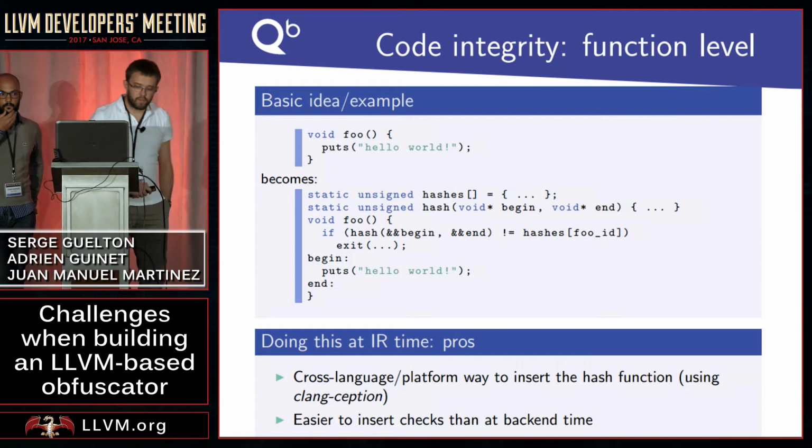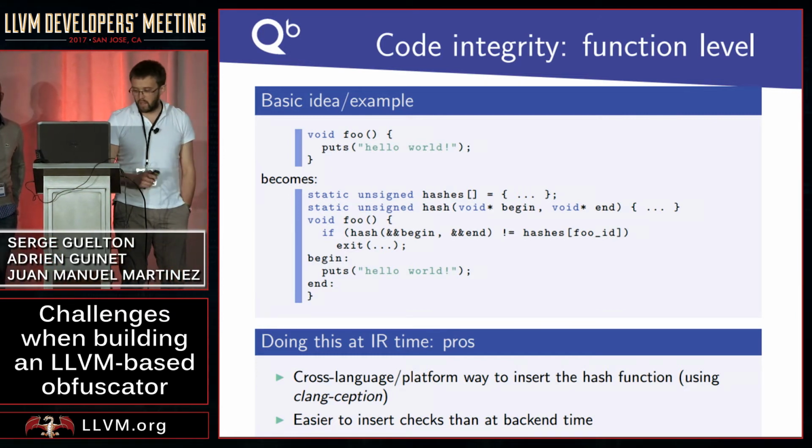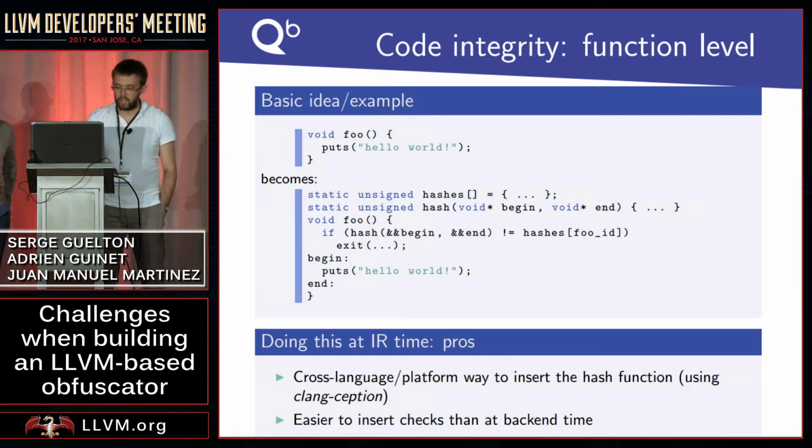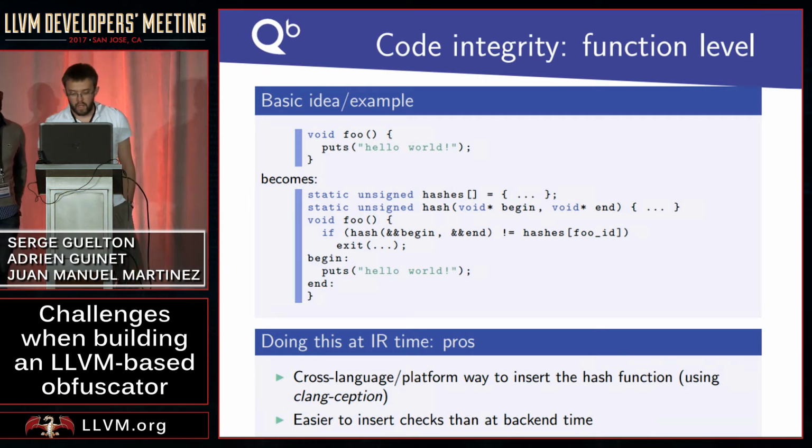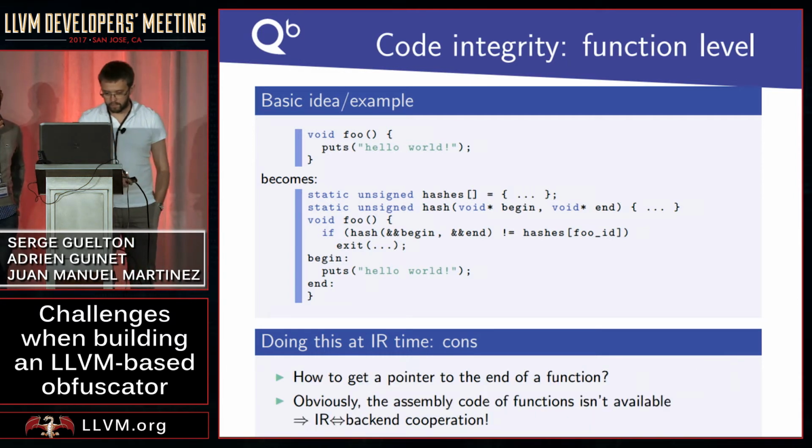And we kind of want to do this at IR time. Why? Because it will make this a cross-language, cross-platform check. We can use what Juan explained to insert the hash function and to obfuscate it like with the user code. And it's kind of hard to do that at backend time because it will become backend dependent, and we don't really like backend dependent stuff.